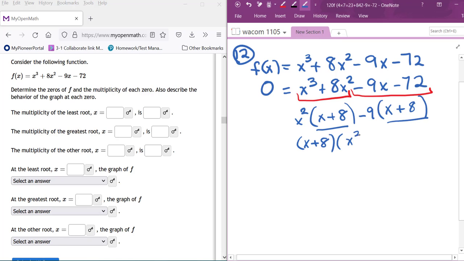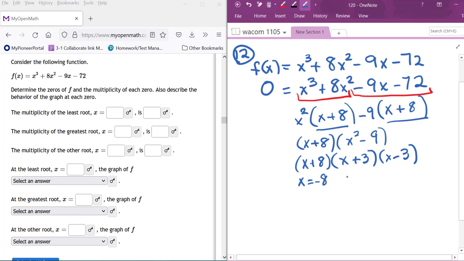And then we have x squared minus 9, picking up the other pieces. X squared minus 9 will continue to factor to (x plus 3)(x minus 3). So these are our factors. All of our zeros are going to be multiplicity 1 because none of these factors occurs more than once. So we'll solve each one setting equal to 0. So this will be x equals negative 8, x equals negative 3, x equals positive 3.